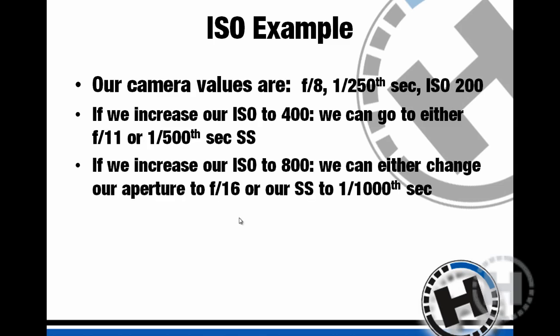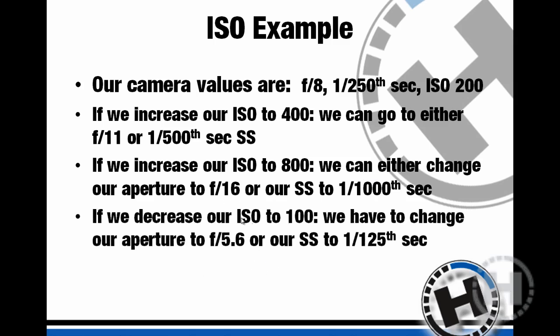And if we increase it one more stop, we can now go all the way to 1/1000th of a second or to f16. And then if we decrease to 100, so we have made the camera less sensitive, we would then have to either make our aperture bigger, so from f8 to f5.6, or change our shutter speed and make it a little bit slower, so from 1/250th of a second down to 1/125th.